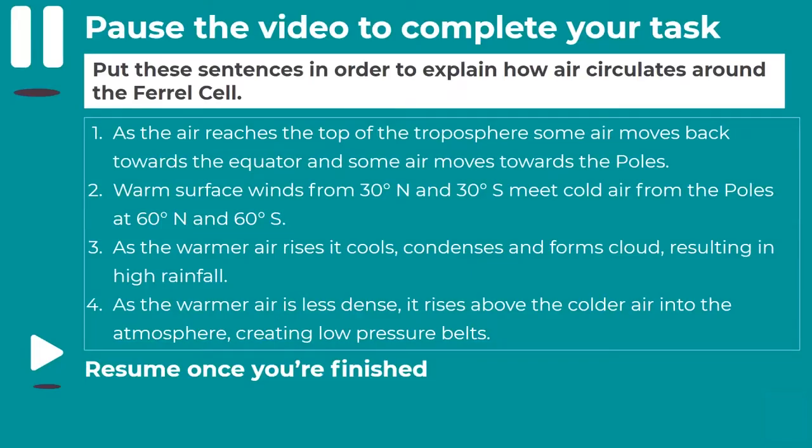So to ensure that you've understood how the air will circulate around the Ferrel cell, what I would like you to do is pause the video to complete this next task. I'd like you to put these sentences in order to explain how air circulates around the Ferrel cell. There are 4 sentences on the screen, but they're in the wrong order at the moment. So you need to work out which order they go in to complete the explanation correctly. Please pause the video to complete your task and then press play again when you're ready to check your answer.